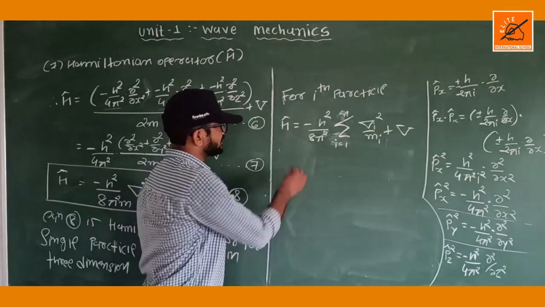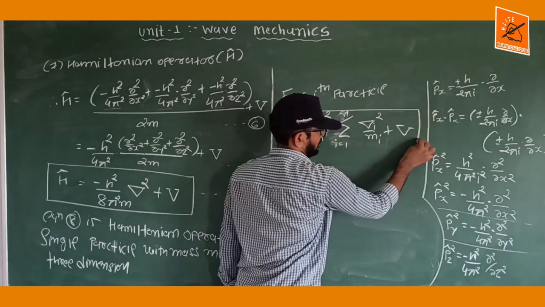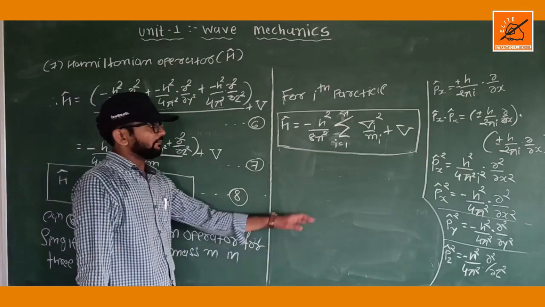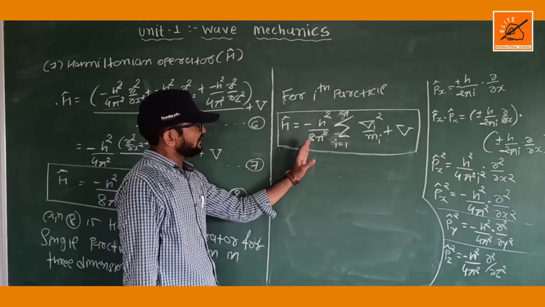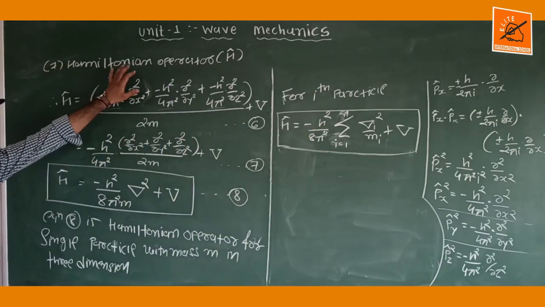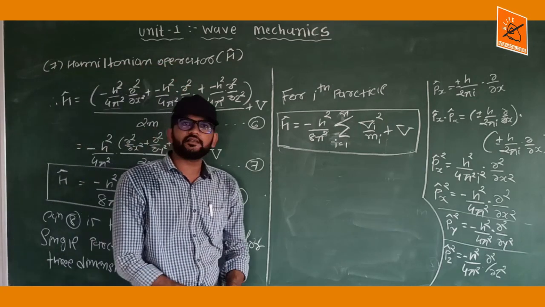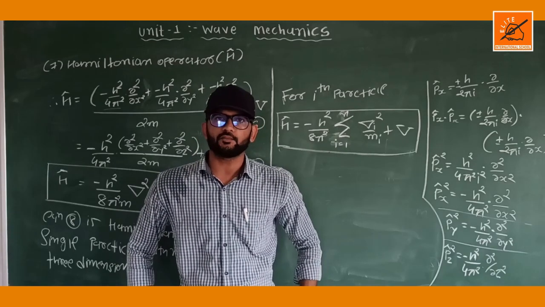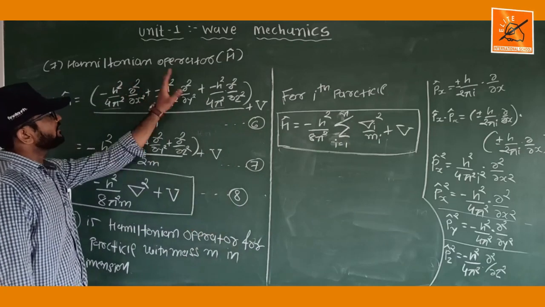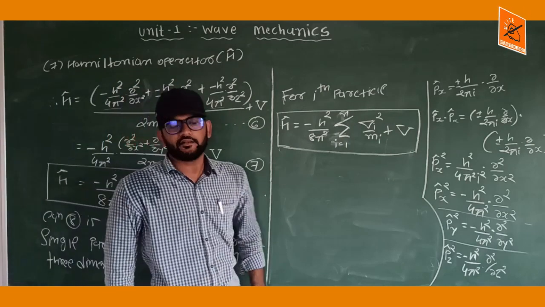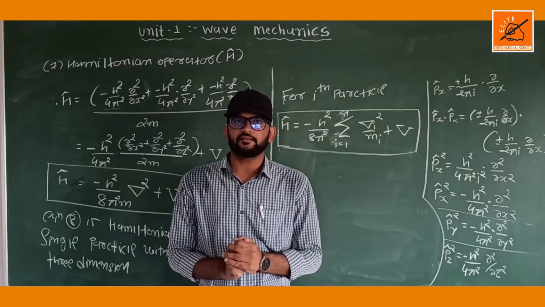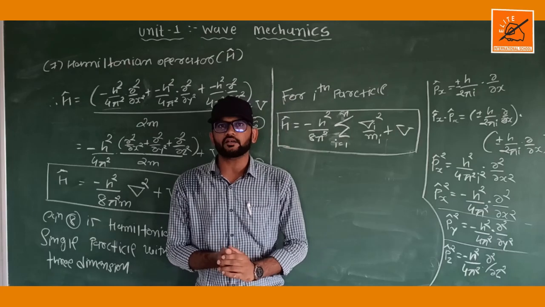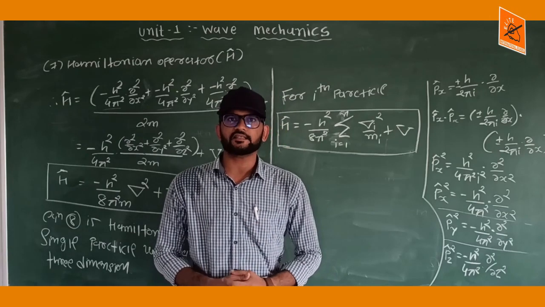This equation indicates the Hamiltonian operator for i number of particles. Okay, so this is the Hamiltonian operator. So in this lecture, I studied two types of operators. First one is momentum and second one is the Hamiltonian operator. And now in the next lecture only one type of operator is remaining, that is the commutator operator. Okay. So in the next lecture I will discuss the commutator operator. So thank you for watching this video.